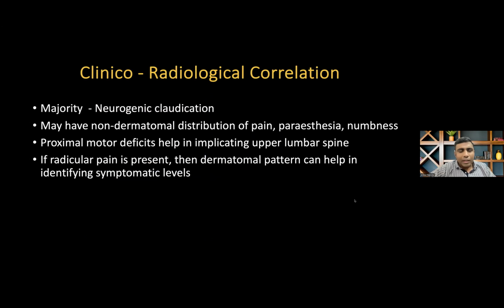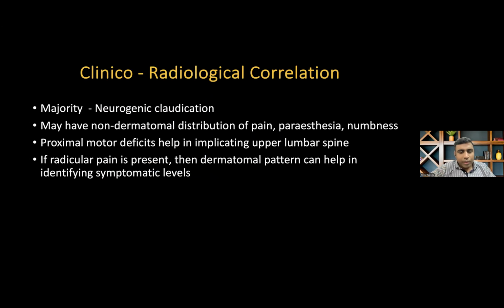Now if you look at the clinical situation of these patients, we see that the majority of them will present with neurogenic claudication, and unfortunately many of them have non-dermatomal distribution of paresthesias and numbness, so it's difficult to identify which level is giving the problem.